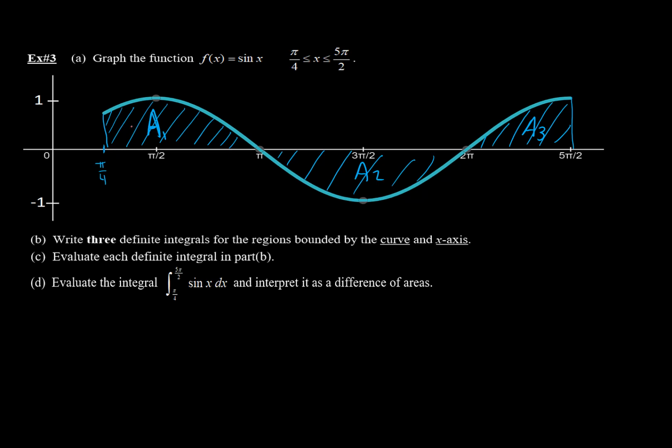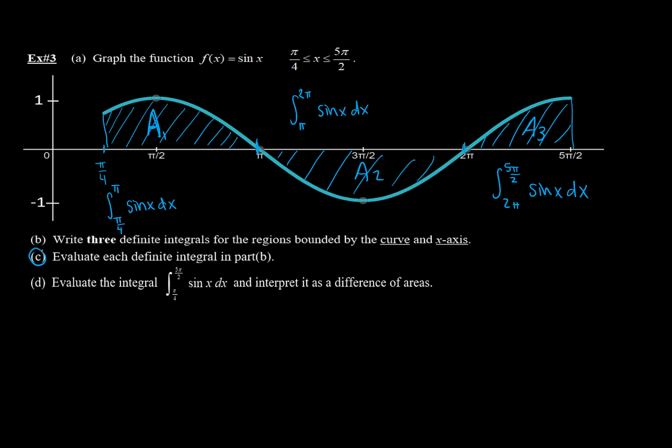So let's look at this first one. The limits for this first one go from pi over 4 to pi. So this is going to be the integral from pi over 4 to pi of sine of x dx, because that's my curve. This one here goes from pi to 2 pi. So this would be from pi to 2 pi of sine of x dx. And then this one here goes from 2 pi to 5 pi over 2, so this goes from 2 pi to 5 pi over 2 of sine of x dx.